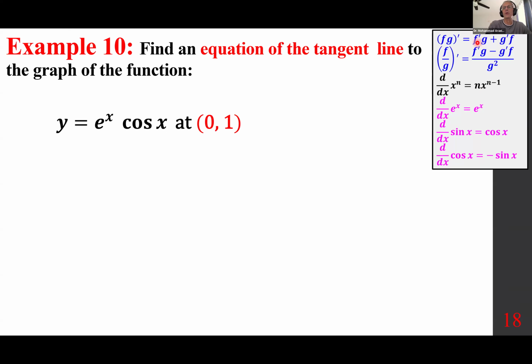This is the product rule. (fg)' is f prime g plus g prime f. This is the quotient rule. (f over g)' is f prime g minus g prime f over g squared.